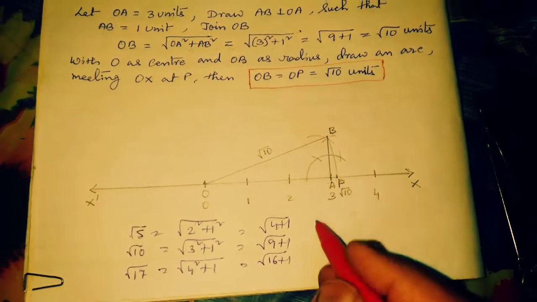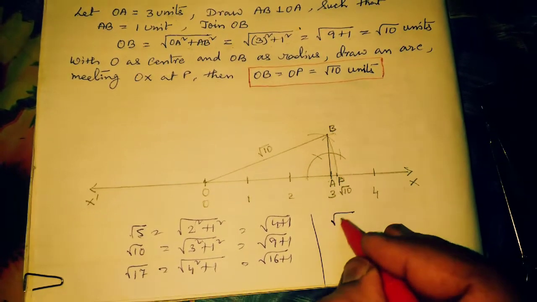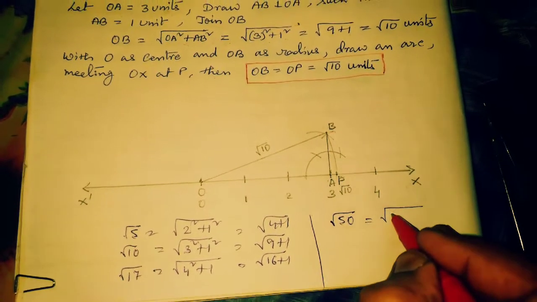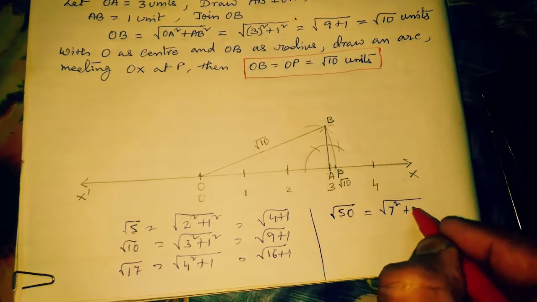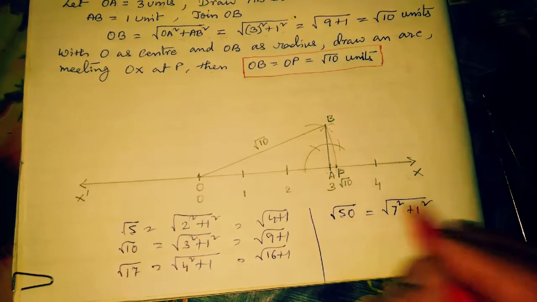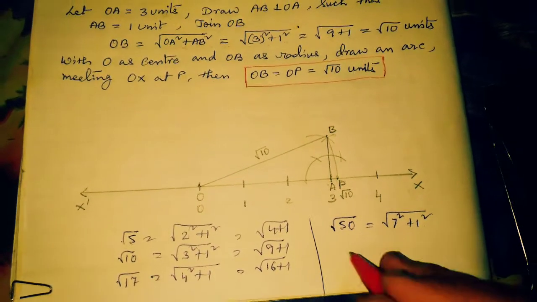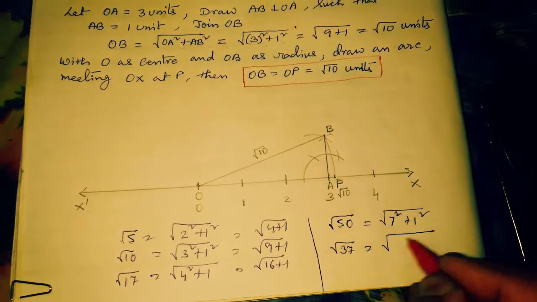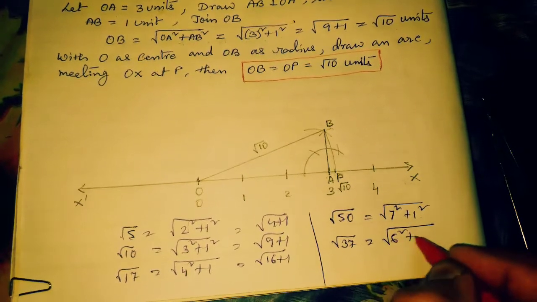Clear, student? Similarly, if it is given to draw root 50, root 50 is also possible to draw on the number line. How to draw root 50? You can write 7 whole square plus 1 whole square, that is 49 plus 1, 50. Suppose it is given root 37 to draw on the number line. So we'll get 6 whole square plus 1 whole square.